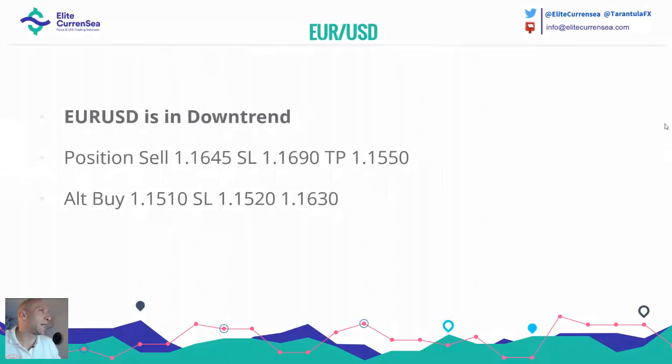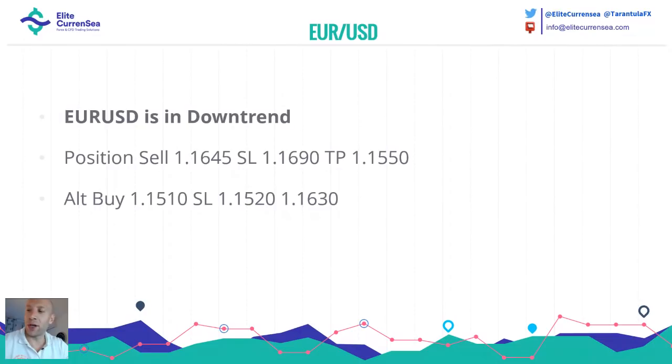Basically, this is it. Euro dollar downtrend 1.1645, stop loss 1690, TP 11550. This is, guys, for this week. So for today, tomorrow, and early Wednesday.